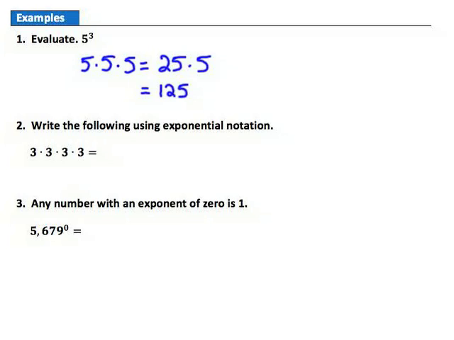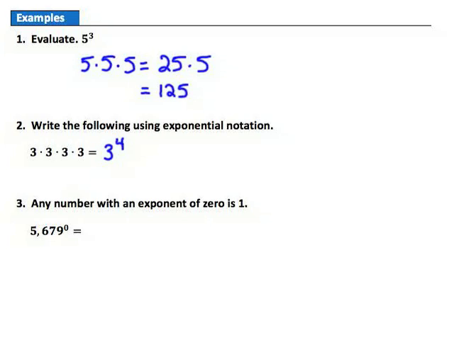Example 2. Write the following using exponential notation. Well, I have 4 3's that are getting multiplied together here. So that tells me that the base is going to be 3, since those are the things getting multiplied together. How many of those 3's are getting multiplied together? 4. So I write an exponent of 4.